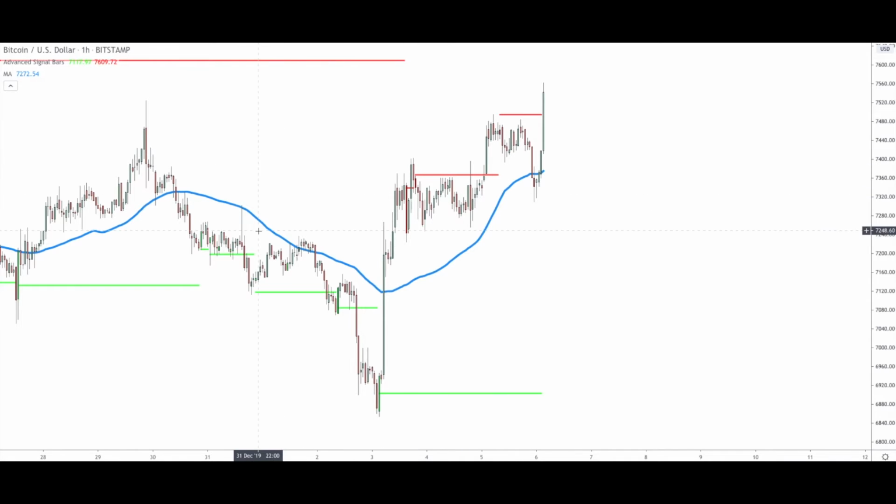Right now the pair is moving kind of sideways, so you want to use these setups with the advanced signal bars and the moving average in a trending market. So you first need to be sure that the market is trending or is going to trend.